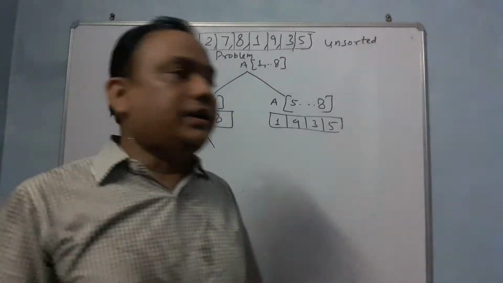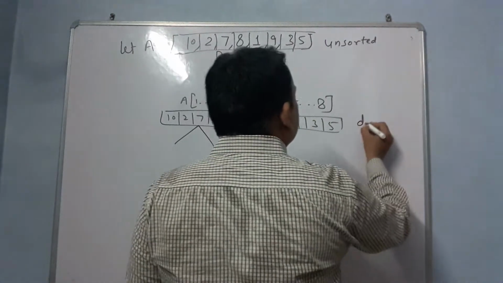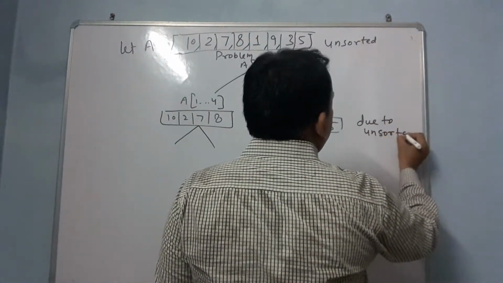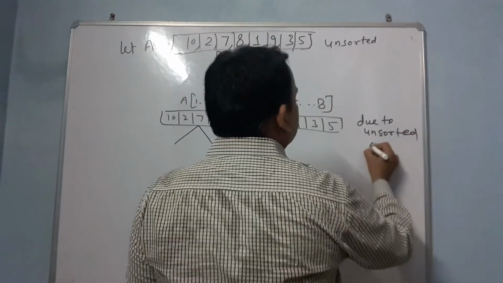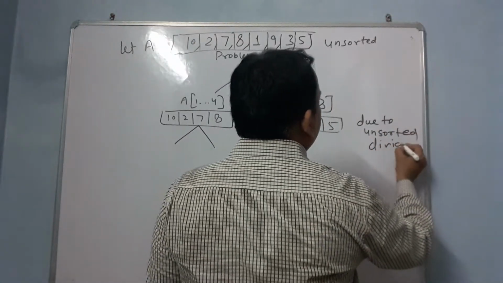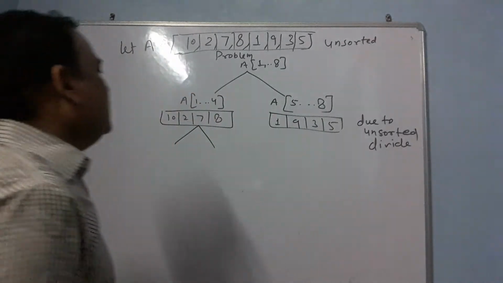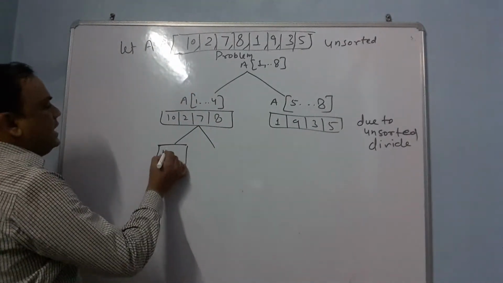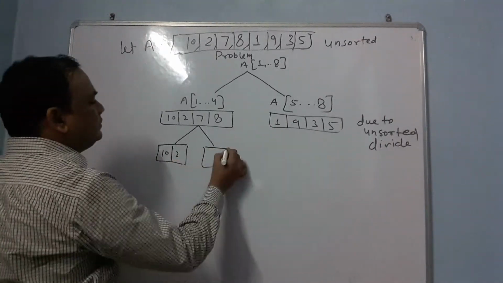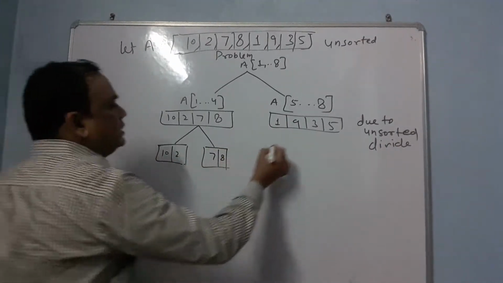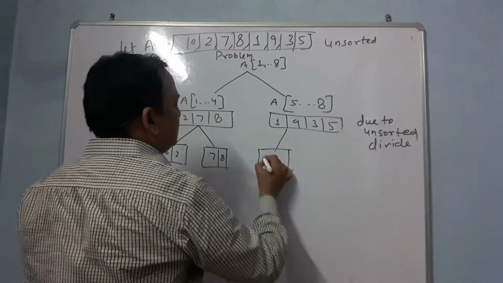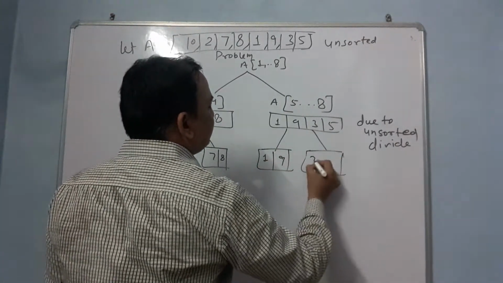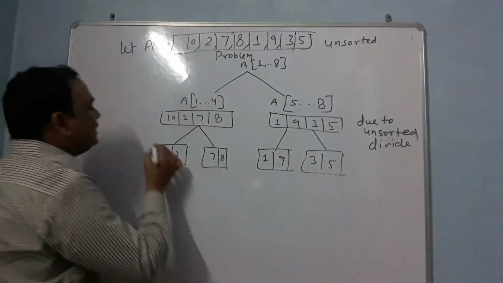It is unsorted. Due to unsorted, we divide it. Okay, it is unsorted. This will be 10 and 2. This will be 7, 8. This will be 1, 9. This will be 3, 5. Okay, how will we find it here?